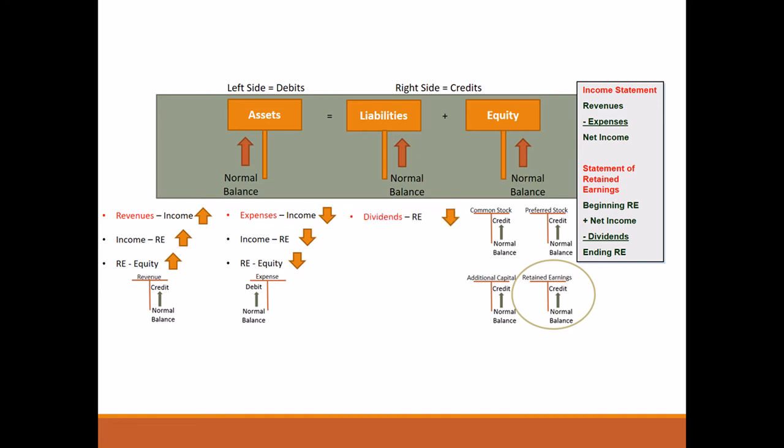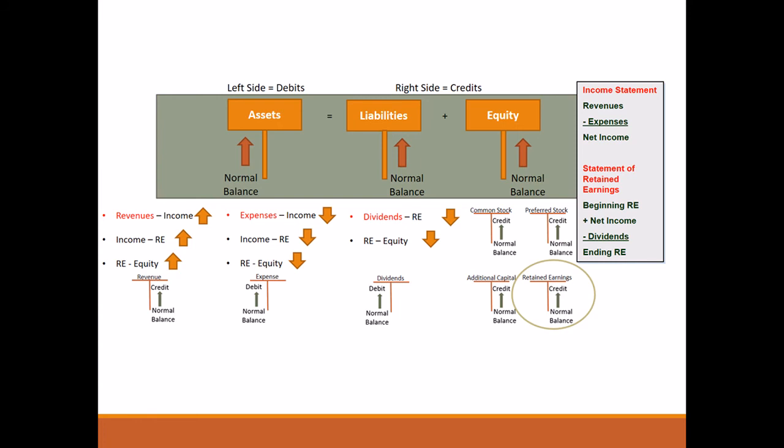Similar for dividends. Dividends reduce the earnings retained in a business, which ultimately reduces its equity. Since, similar to expenses, we're reducing the equity, it has the opposite of the normal right-hand rules in that it's going to be increased by a debit, or we can also say it has a normal debit balance.